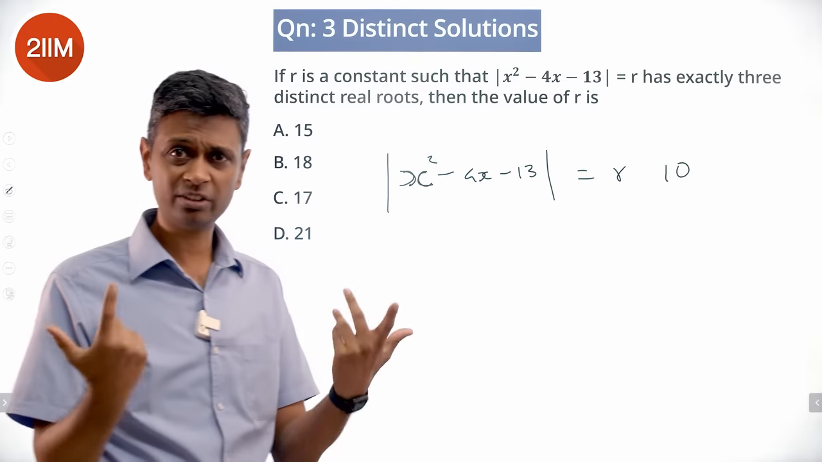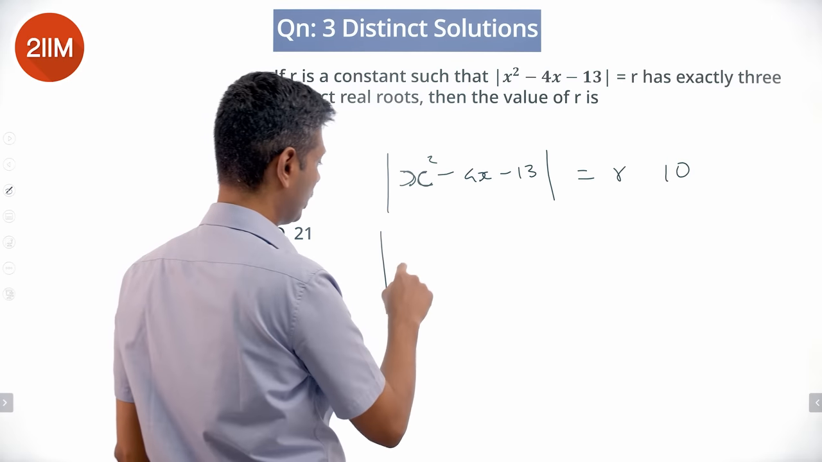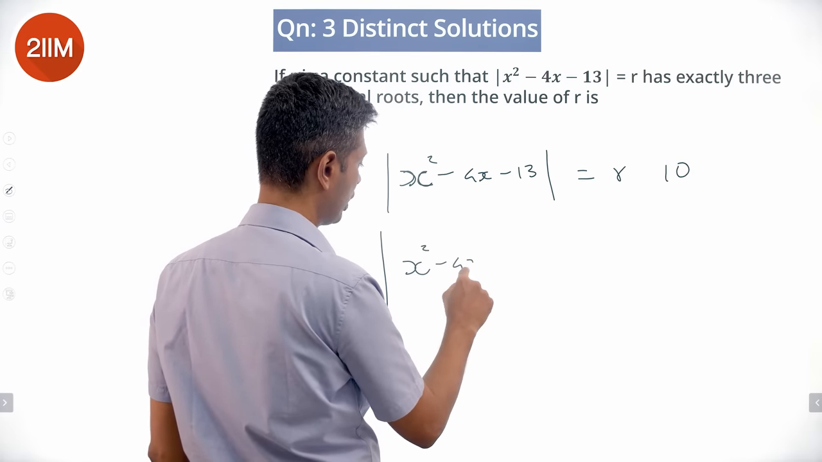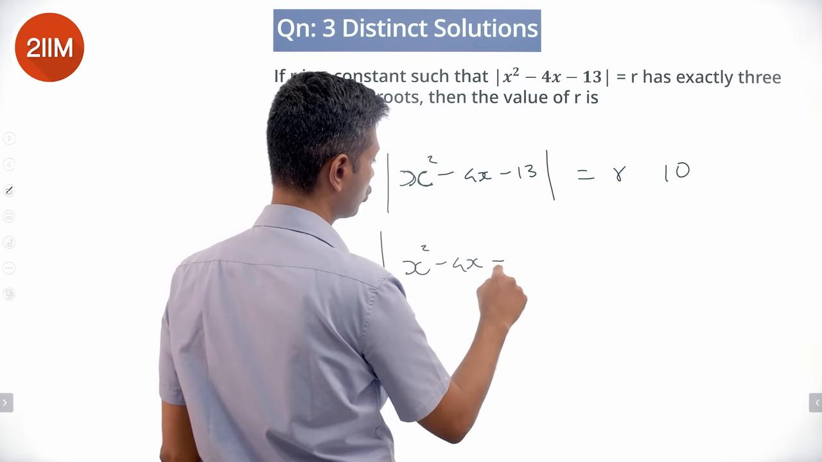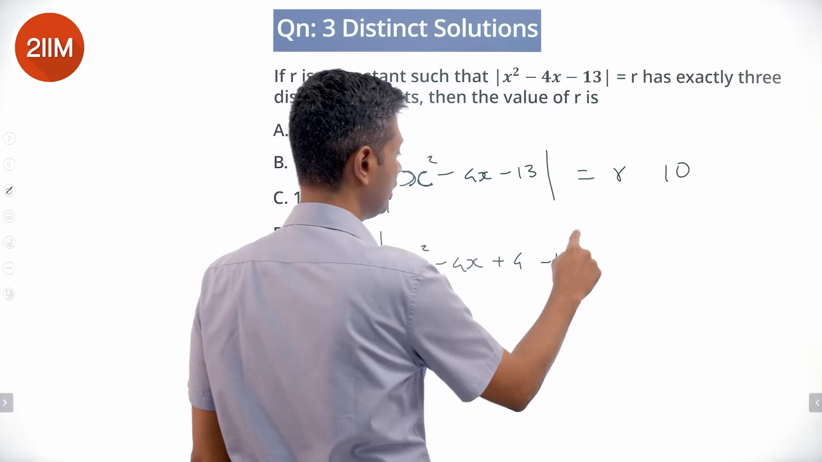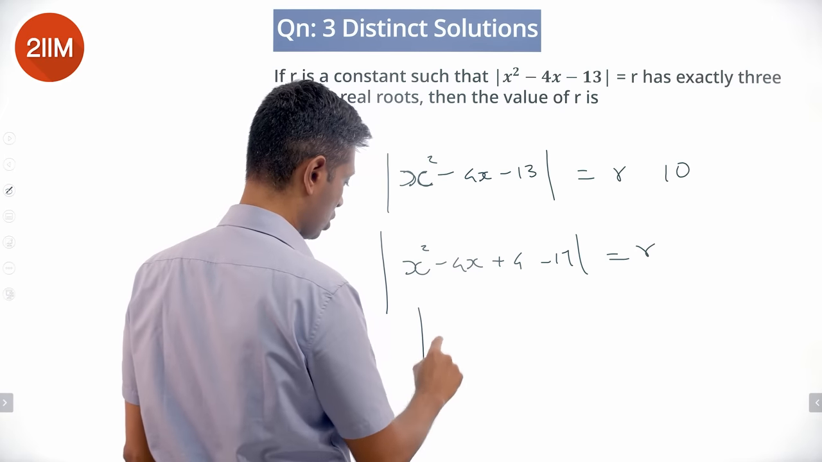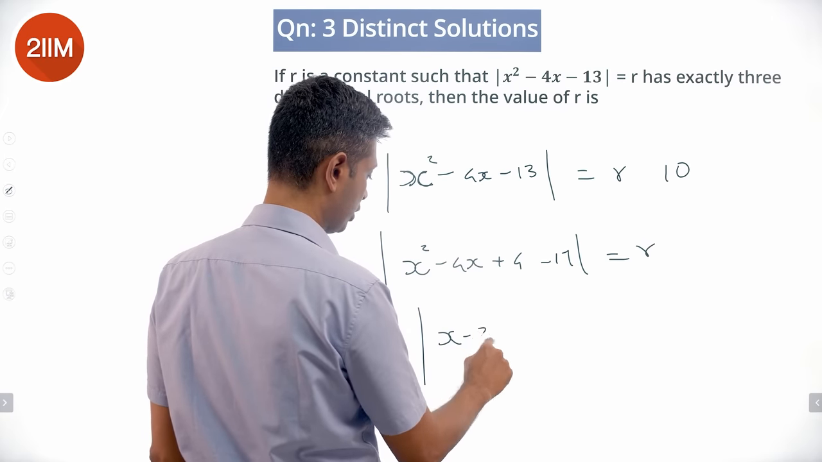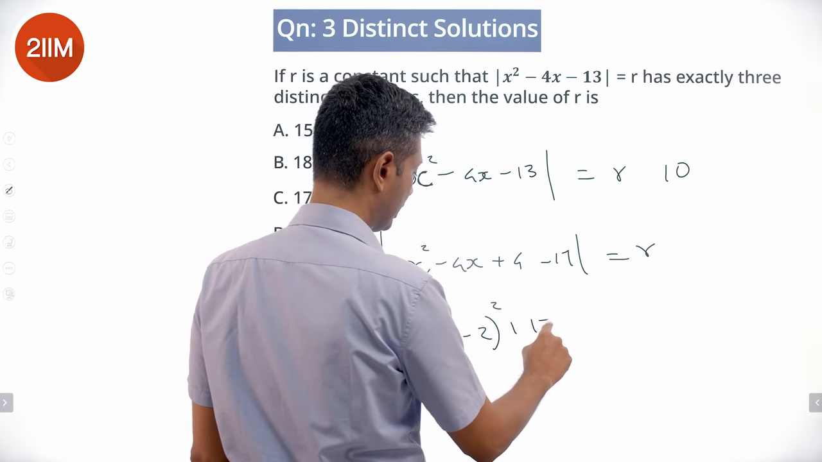Right, so let's simplify this then. So let's complete this square. x square minus 4x plus 4 is x minus 2 whole square. Minus 17 equals r. Or modulus of x minus 2 whole square minus 17.